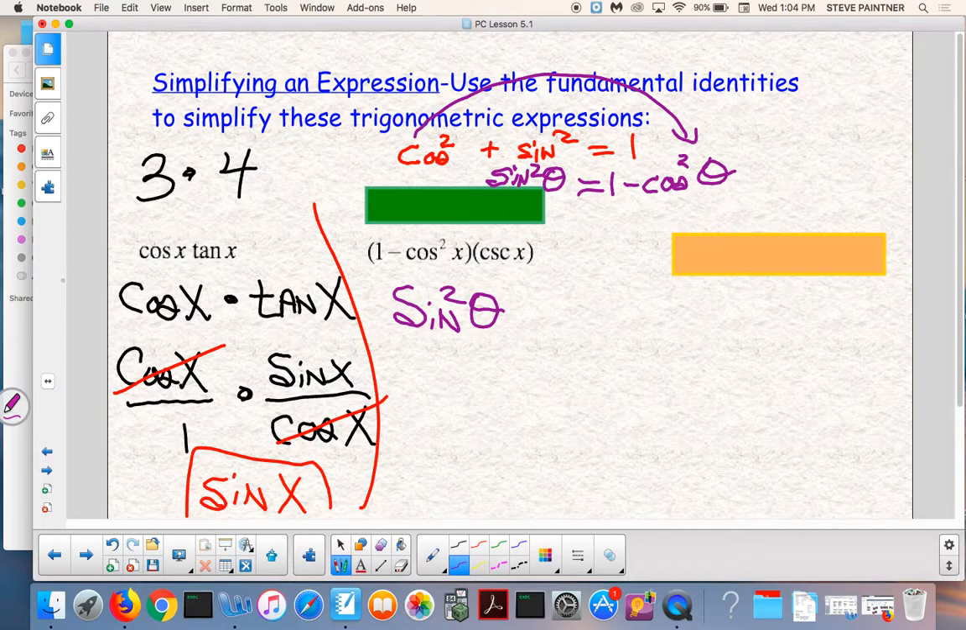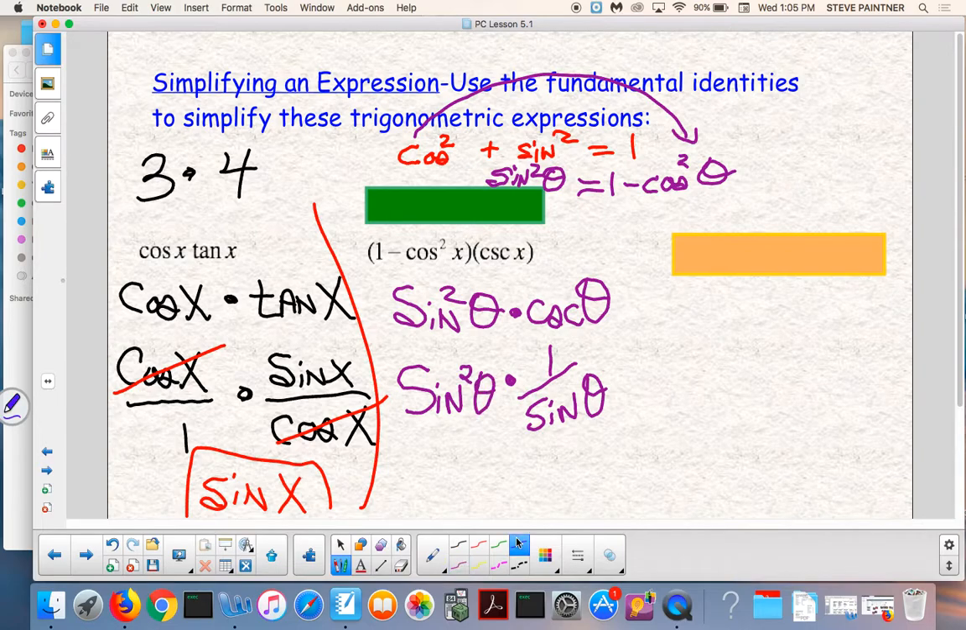And then I still got to multiply it by what? Okay, get this in your head right now. If I say x, it could be theta. If I say theta, it could be x. Okay, I don't like what I see, so what are we going to do? Yeah, cosecant is 1 over sine times sine squared.